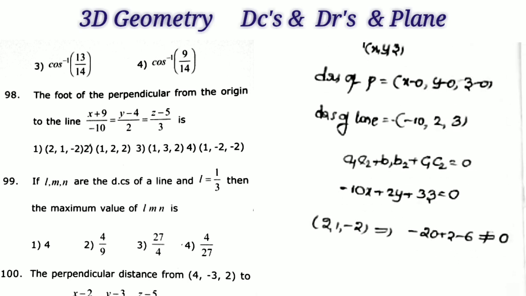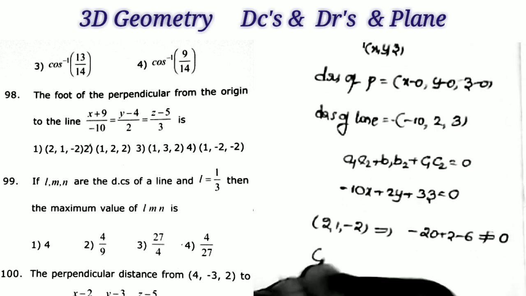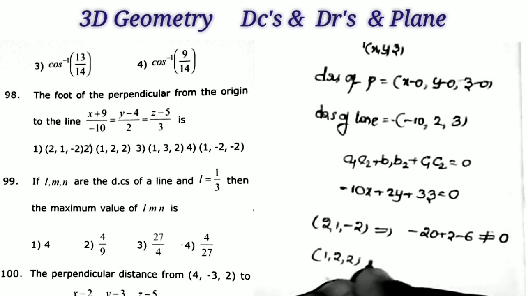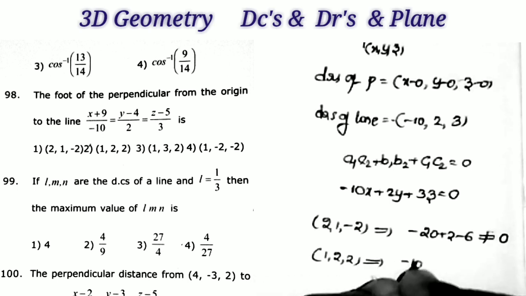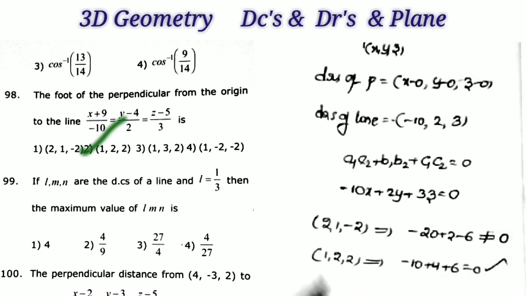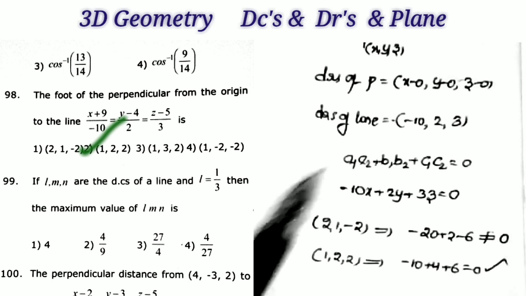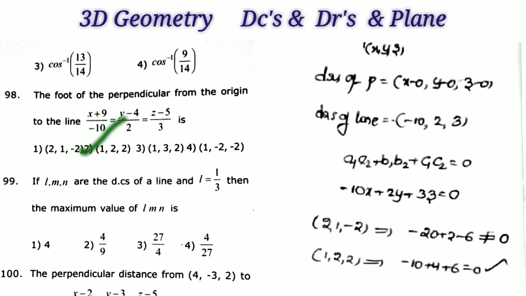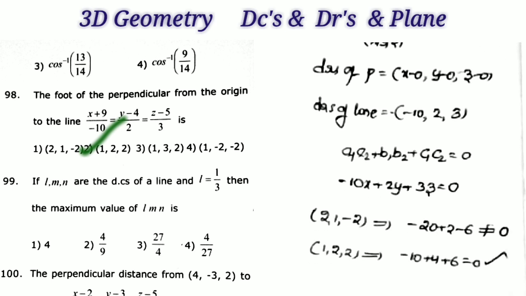Okay. Now taking the second option, 1, 2, 2. Replacing this point here, minus 10 plus 4 plus 6. Yes, this is the correct answer. This point satisfies the above equation. Therefore here 1, 2, 2 is the foot of the perpendicular. Understand? And also the remaining two options are not satisfied here. Here we have to check the 4 options. So this is the only option which satisfies that equation. That is, this is the correct answer. That's all. And this is the second option.